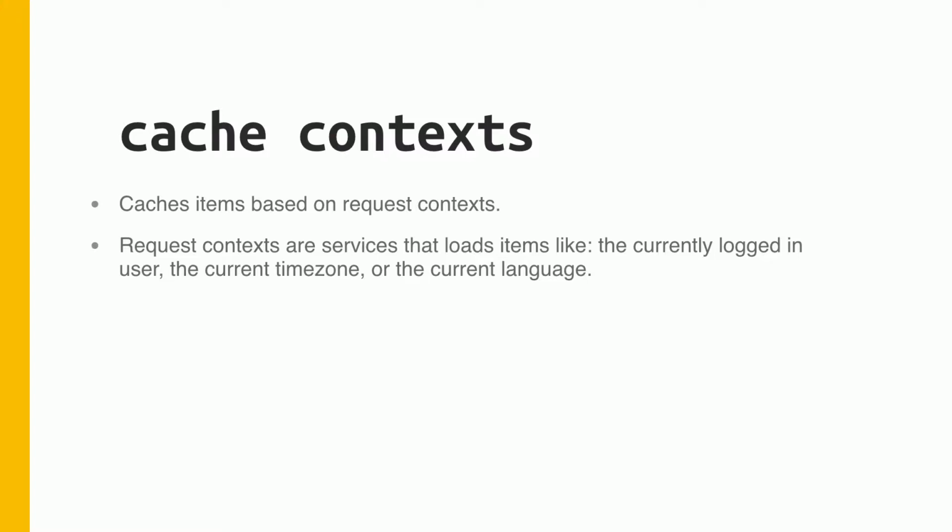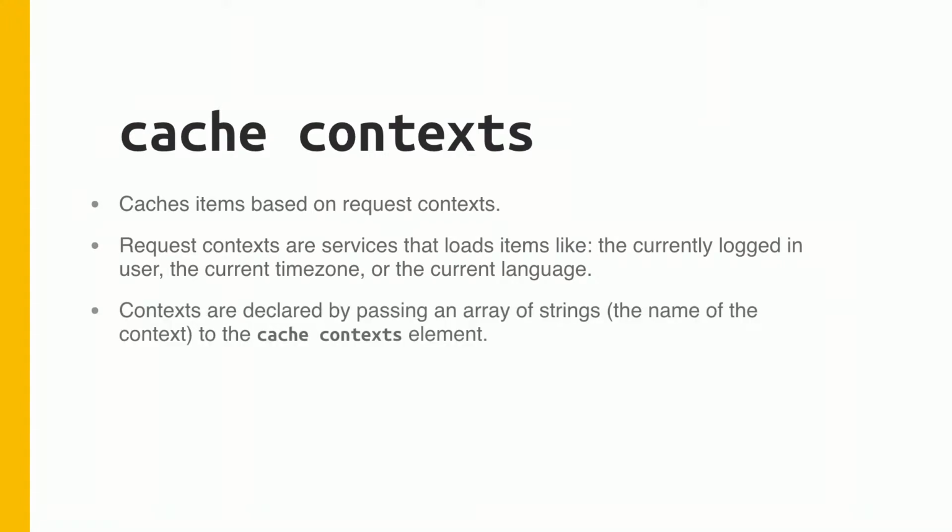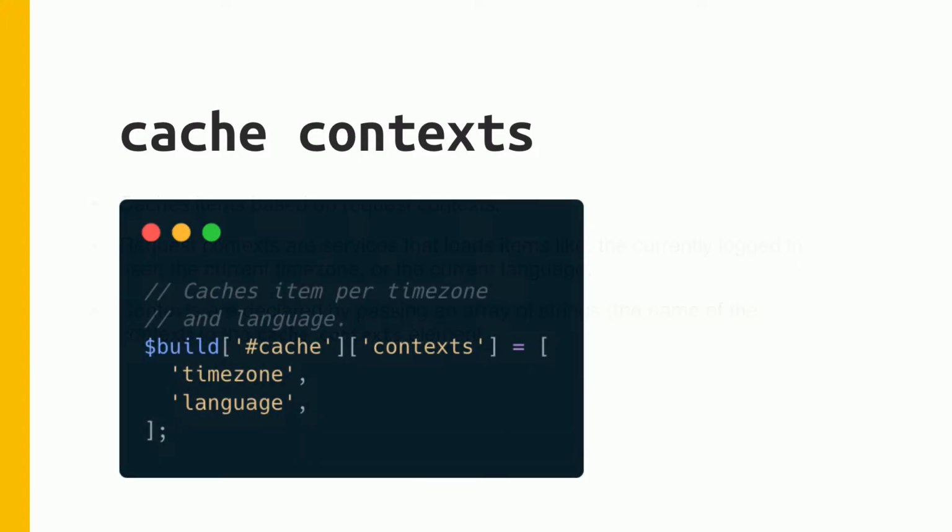An example of this would be if you have a news website and you want to make sure all of the dates are relative to whatever time zone the user is currently in. You need to make sure that that page gets cached for every time zone. So that's one item for contexts. Contexts are declared by basically just passing an array of keyword strings into a context array. So this looks something like this.